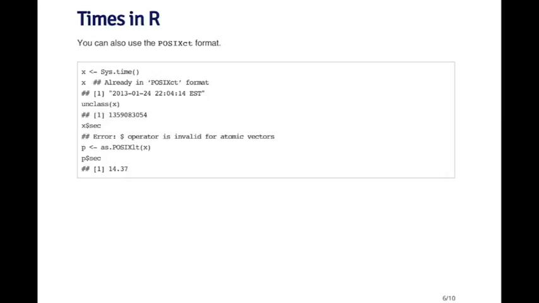The POSIXct format, you can also get it from the Sys.time function, and you can see that if I unclass this POSIXct object, I get this very large integer because that's just the number of seconds since January 1st, 1970. Now, if I try to apply the list operator, the $, to this object, you'll get an error because objects of class POSIXct don't have these list elements in them. If you want to get those list elements out, you have to convert it to POSIXlt using the as.POSIXlt function. Then I can get the seconds out. In this case, it's 11.88 seconds.